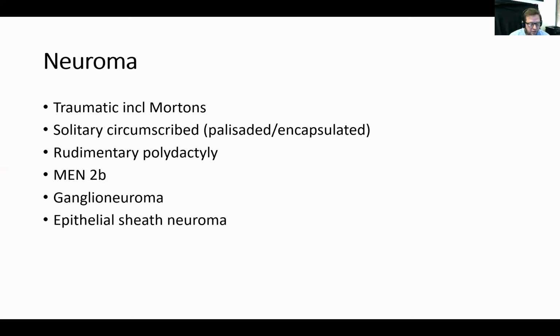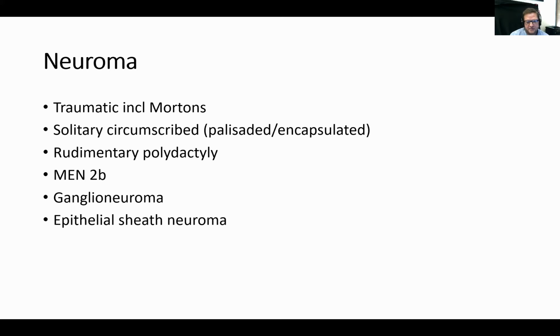So moving on to neuromas, one concept about neuromas is the axon to Schwann cell proportion is about 1-to-1. So you have a lot more axons, and we have a number of different types, but the most important types that you're going to see typically are traumatic ones, and this includes the Morton's neuroma in the foot, and then the solitary circumscribed, which is also called palisaded encapsulated. So it can be confusing when you see that.